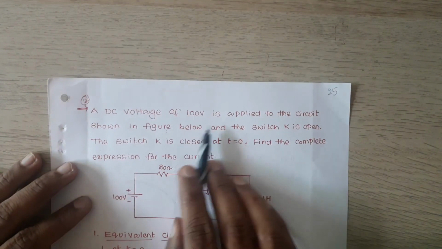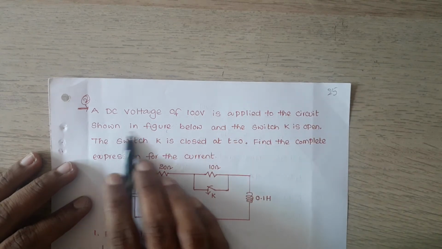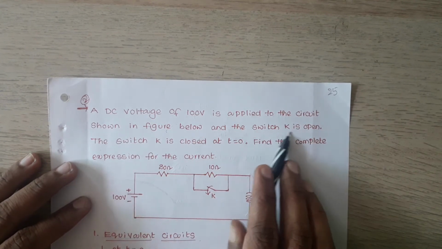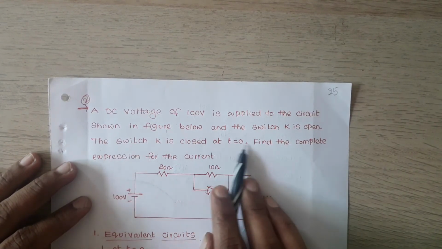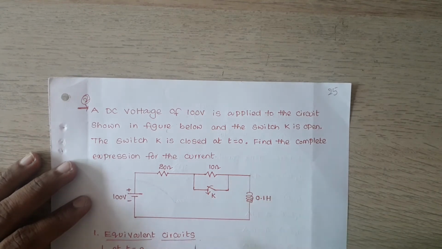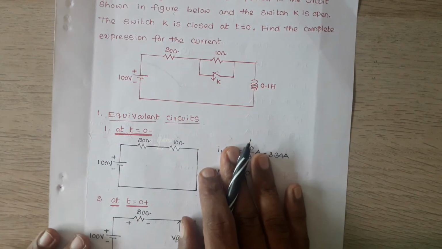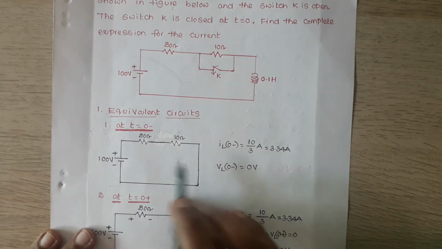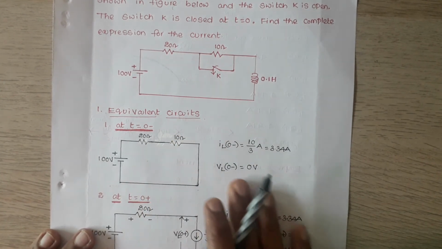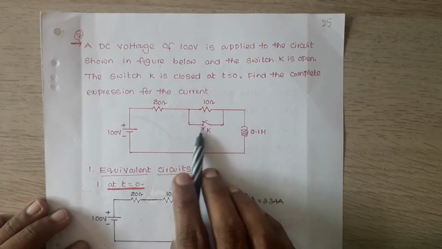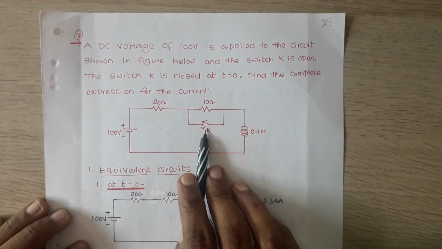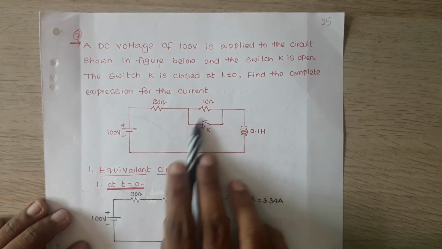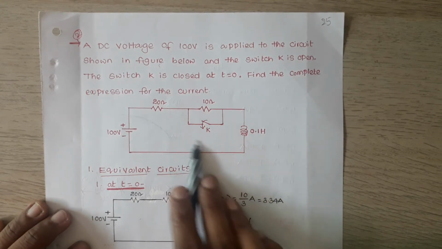A DC voltage of 100 volts is applied to the circuit shown in the figure below, and the switch K is open. The switch K is closed at t equal to 0. Find the complete expression for the current. First let us draw the equivalent circuits, at t equal to 0 minus. At t equal to 0 minus, the switch is open, and it is closed at t equal to 0.